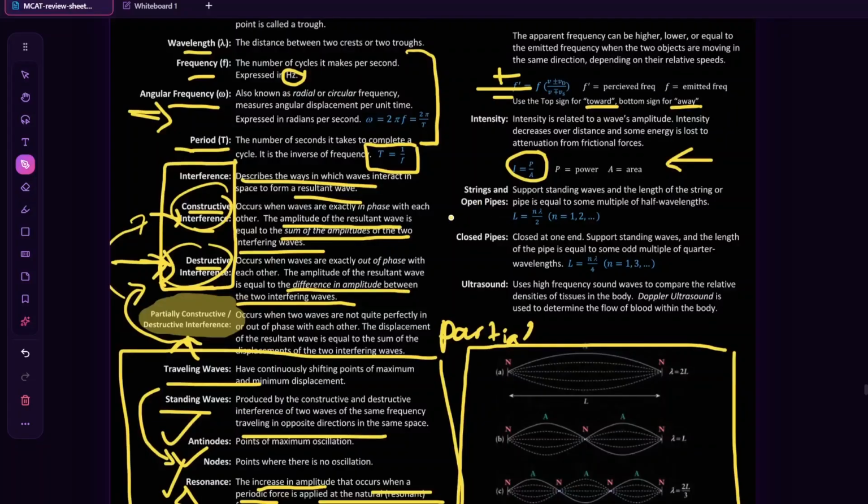So that's kind of like an example for that. Then you have strings and open pipes. I don't know where closed pipe is. Oh yeah, closed pipes is right there. So strings and open pipes and closed pipes.